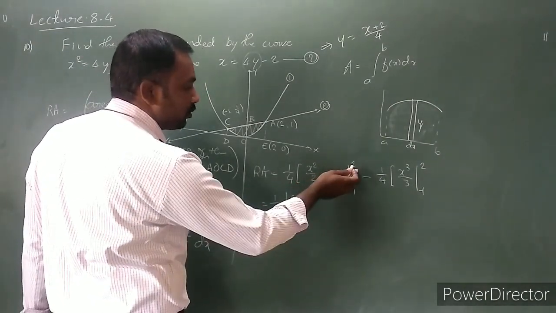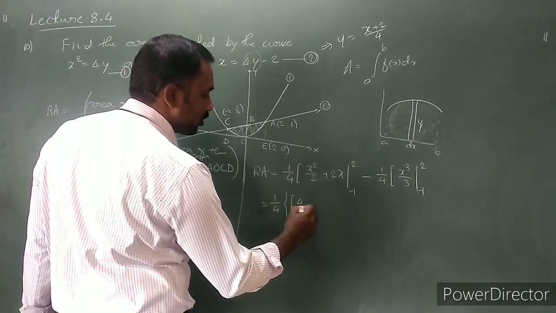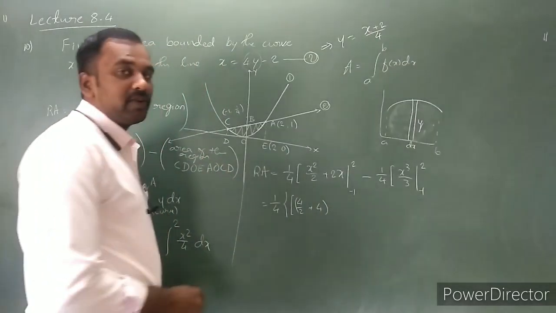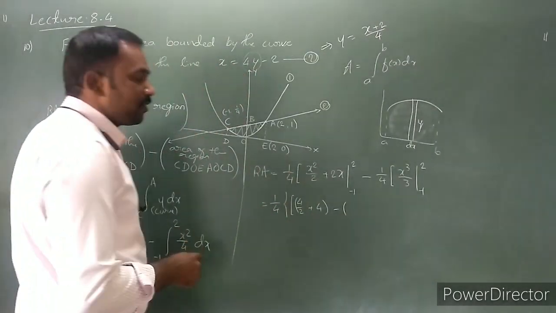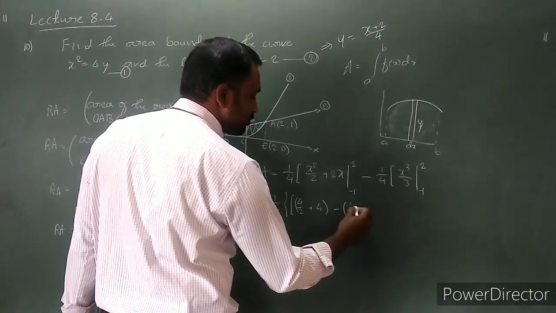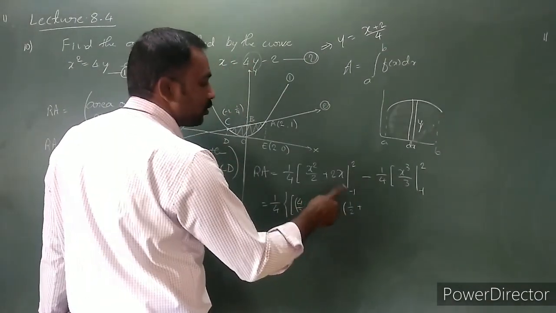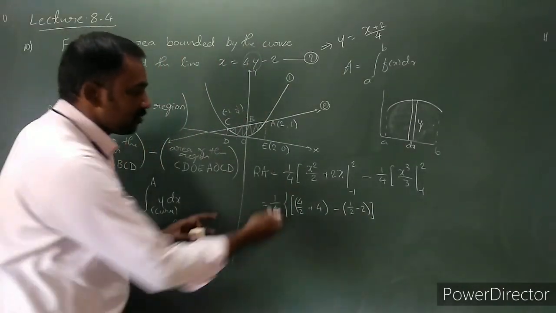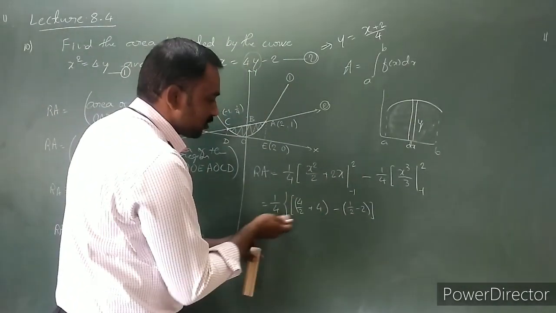Upper limit 2: 2 square is 4. 4 divided by 2, plus 2 into 4, is the upper limit value. Minus the lower limit: minus 1 square is 1, so 1 by 2 plus 2 into minus 1 is minus 2. This term is over. The 1 by 4 is outside.